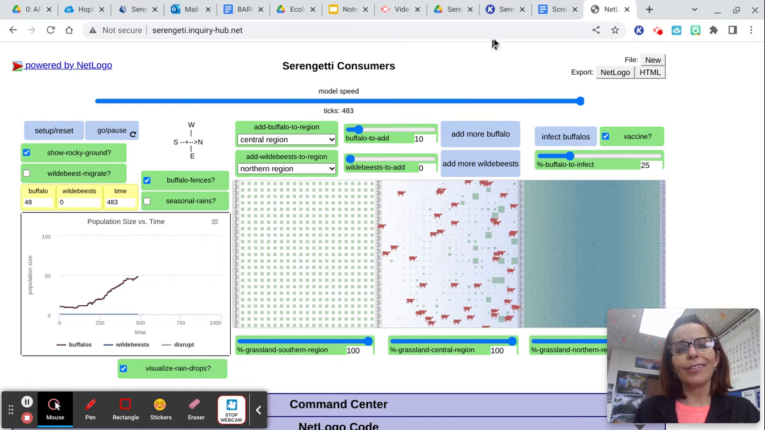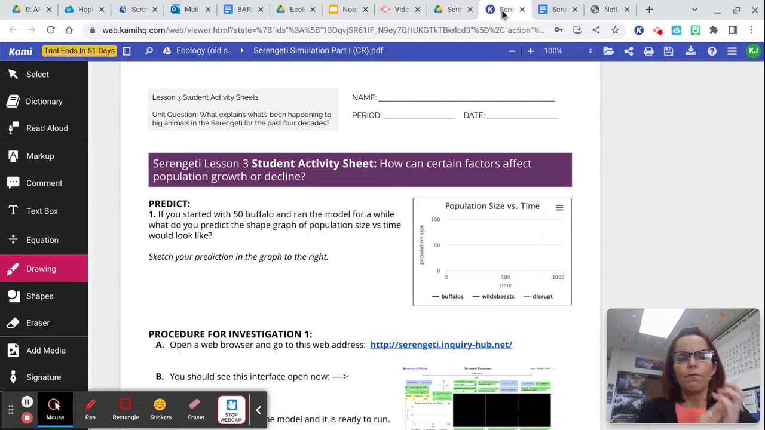So now let's take a look at your worksheet, and it says if you started with 50 buffalo, we started with 10. And what you just saw was with 10. If we started with 50 buffalo, and here's 50 buffalo right there on your graph, and you ran the model for a while, let's say just to time 1,000, that's fine. So twice as long as we just ran it. What do you predict the shape of the graph of population size versus time would look like?